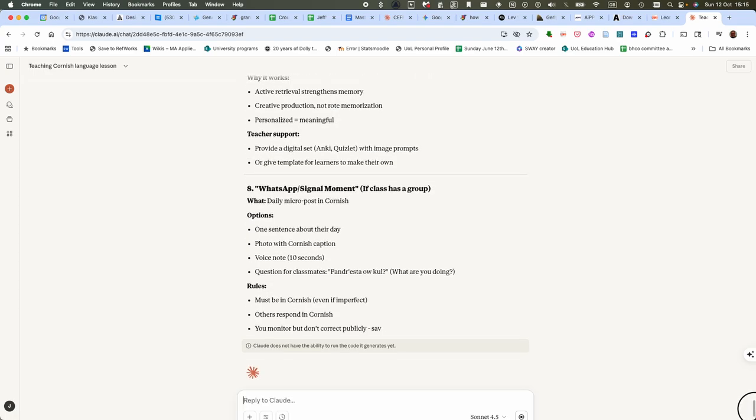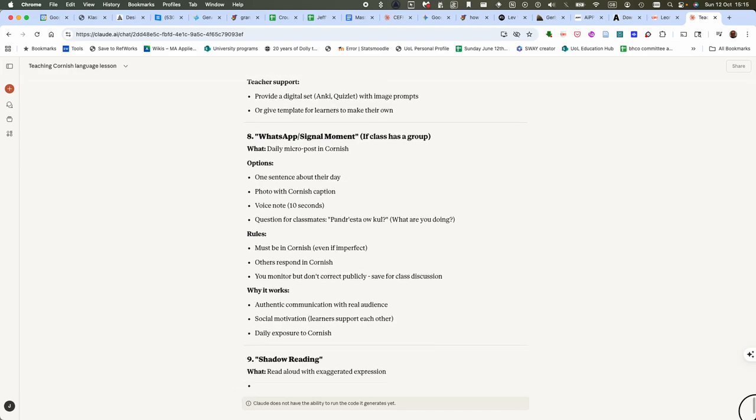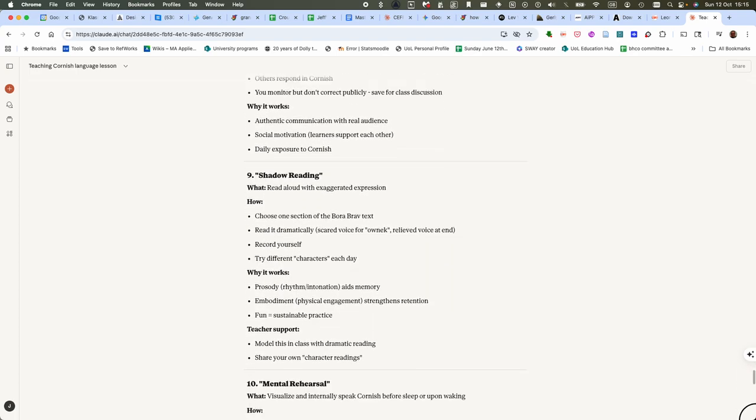Oh, there's a WhatsApp suggestion, a WhatsApp signal moment. If your class has a group, and it seems to me a lot of online classes do have their own WhatsApp group, you could have a micro posting in Cornish reproducing the language from the dialogue. Yes. Very nice. Gosh, loads of ideas there.